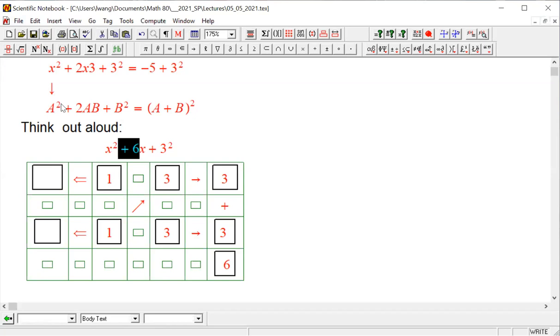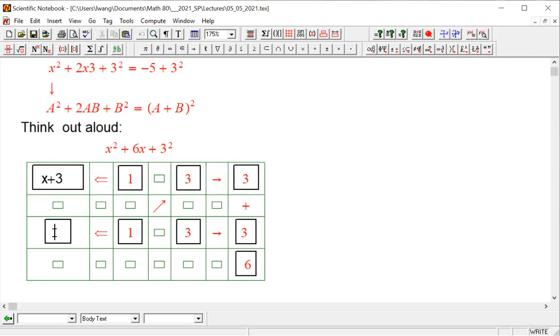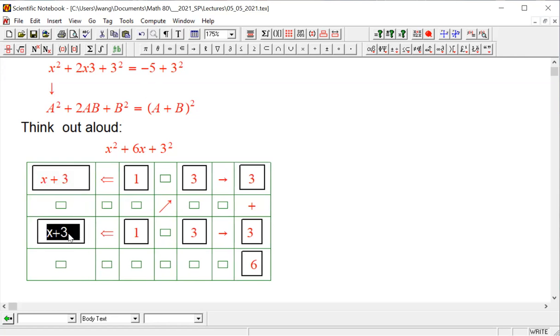Okay, so if you match with the formula and you found your A is x, this is going to be x plus 3 squared. If you factor, you also get x plus 3. So here you're going to get x plus 3, and over here you're going to have an x plus 3. Do you follow me? So in the end, your factor form should be x plus 3 squared. And you can verify.